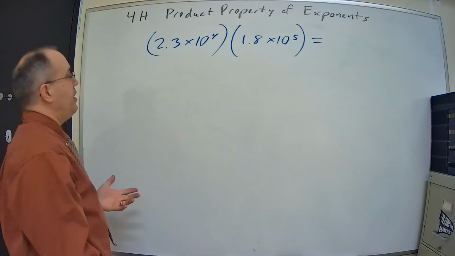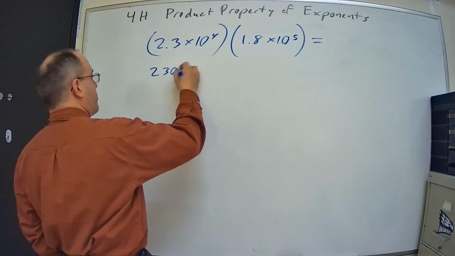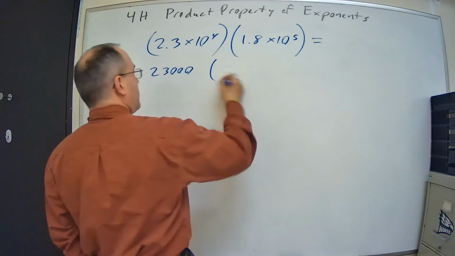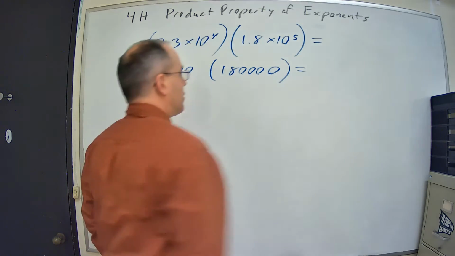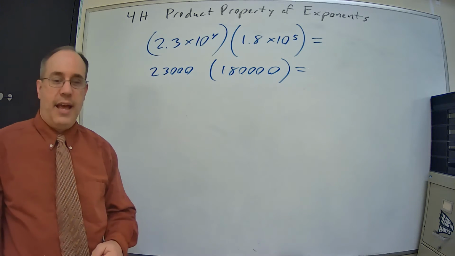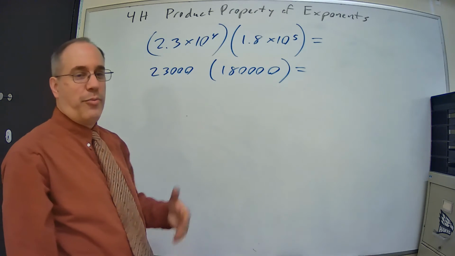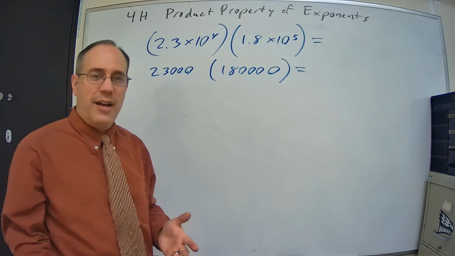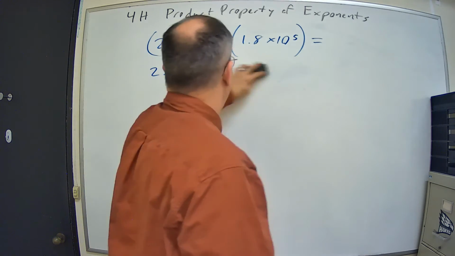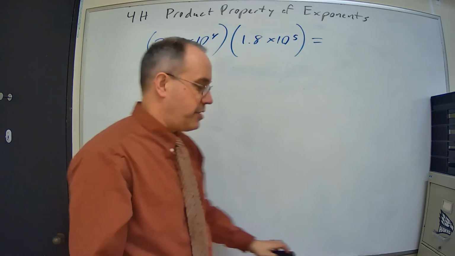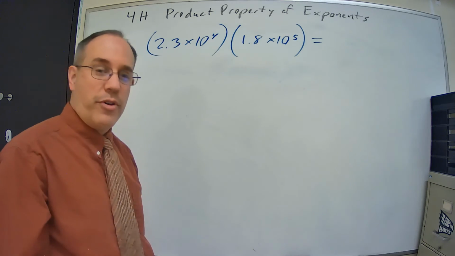Well, yes, you could turn this into standard form and make that 23000 times 180000, and you could multiply that together. I'm looking at all these zeros and such and going, boy, it's going to take a lot of space and not really accomplish much. So probably not our best method. But we can use the product property of exponents to actually come up with something that is going to be a little more useful.